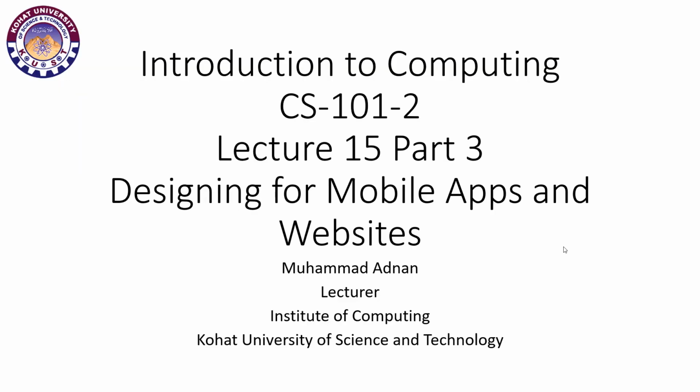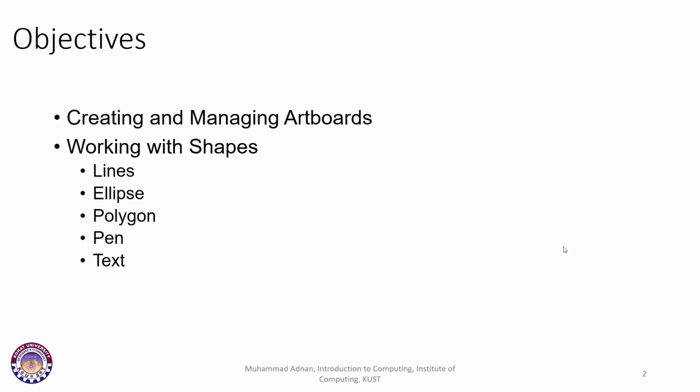So in the previous two parts, we were discussing how to use Adobe XD for drawing different shapes, and what are artboards. So today we are going to continue that part. Previously we discussed how to create and manage artboards, and how to create different triangles, squares, etc. Today inshallah we are going to discuss what are lines, how to draw them, what are ellipses, what are polygons, the pen tool, and how to add text to the artboard.